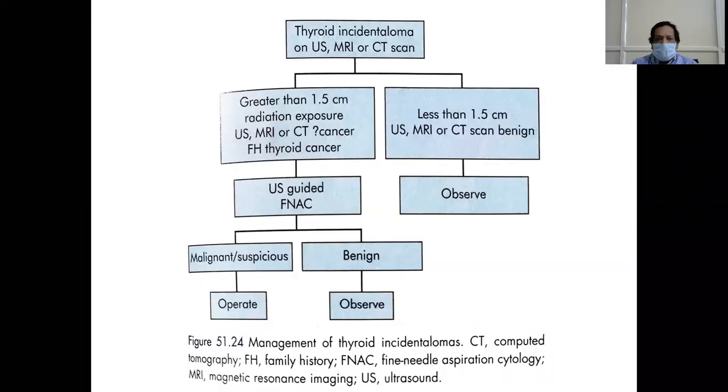Now you take this thyroid incidentaloma, we are just summing up what we have just discussed. Thyroid incidentaloma on ultrasound, MRI or CT scan, accidentally found. If it is greater than 1.5 centimeters, one, there is a history of radiation exposure. We have already seen what happens when radiation exposure occurs at a young age. Some therapeutic conditions where we use radiotherapy, for example, I told you Hodgkin's disease is common, or accidental exposure.